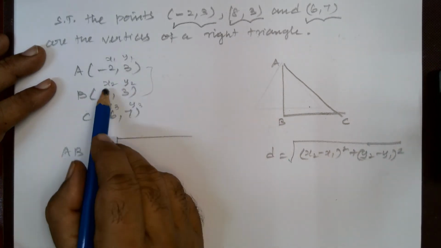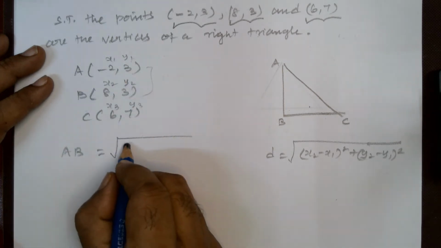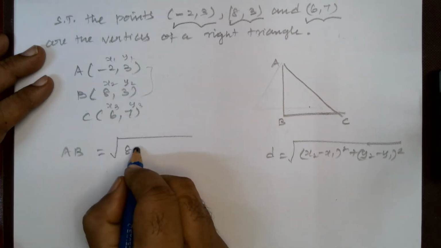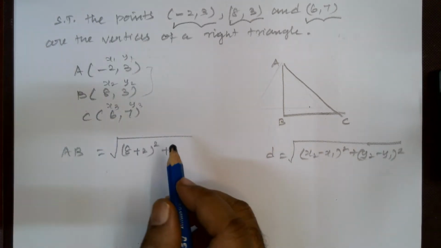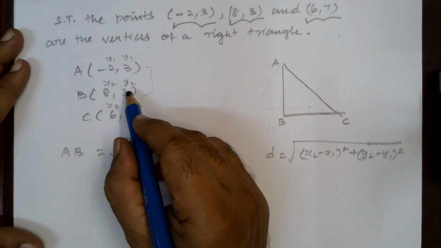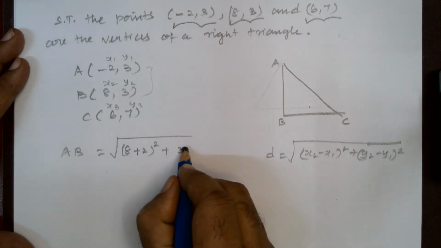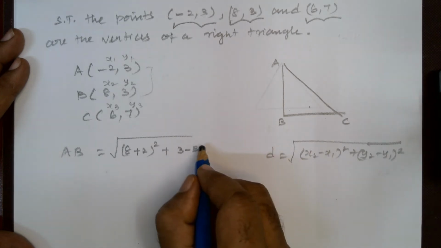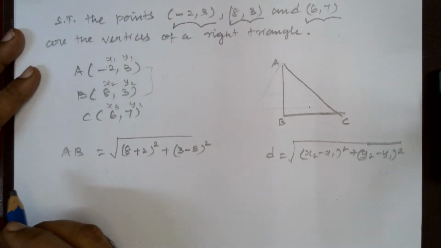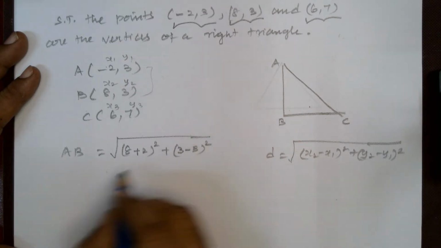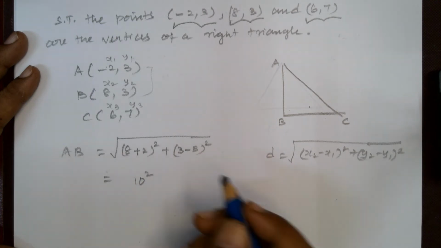So let us do that. x2 minus x1 means 8 minus of minus 2, so 8 plus 2 the whole square plus y2 minus y1, that is 3 minus 3 the whole square. Since it is a minus of minus, it has become plus. Okay, so what is the value? 8 plus 2, 10 squared.